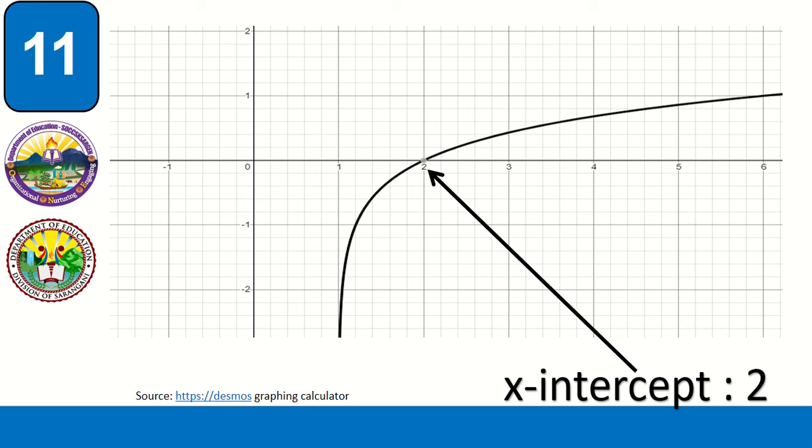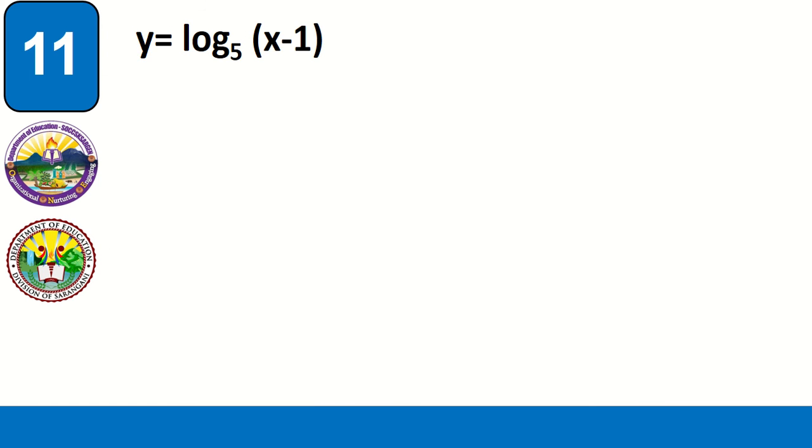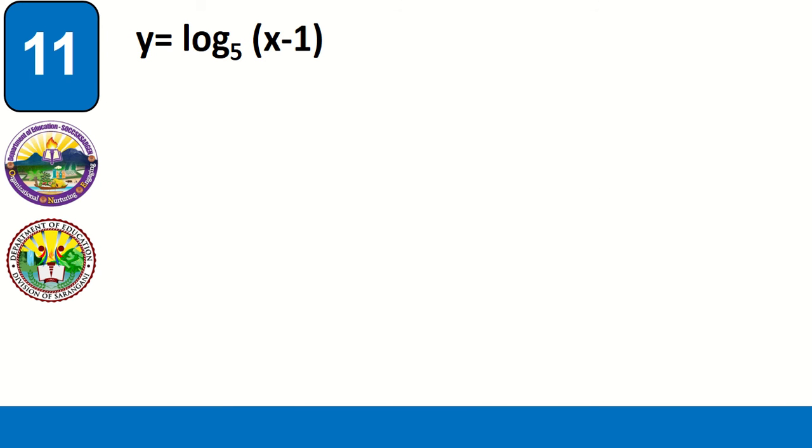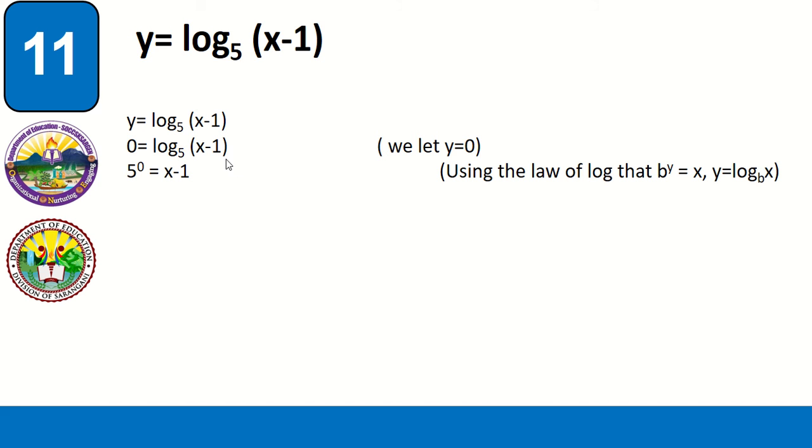The x-intercept is 2. And this is the graph of log of x minus 1 base 5. Given this graph and this equation, how can we find the x-intercept of 2? We know that log of x minus 1 base 5 equals y. To get the value of x, we let y equal 0. So 0 equals log of x minus 1 base 5. To solve for x, this is our base, this is our exponent, and this is our result. That is 5 to the 0 equals x minus 1.